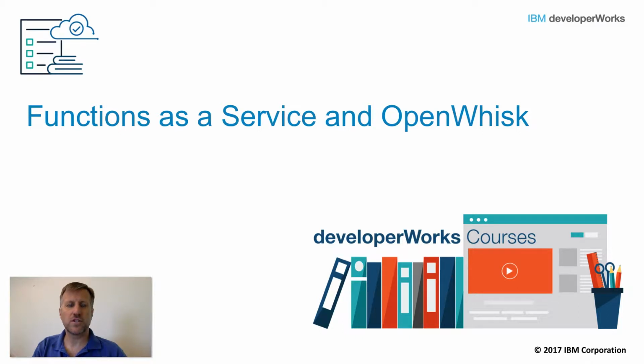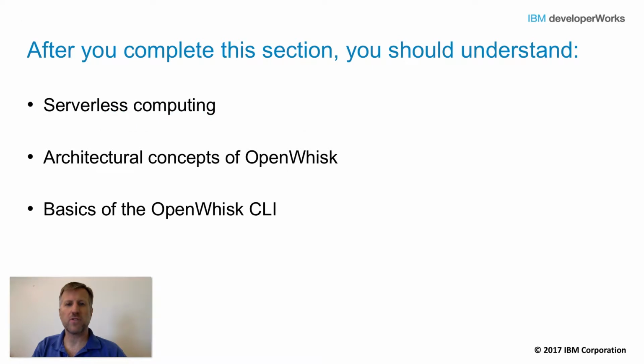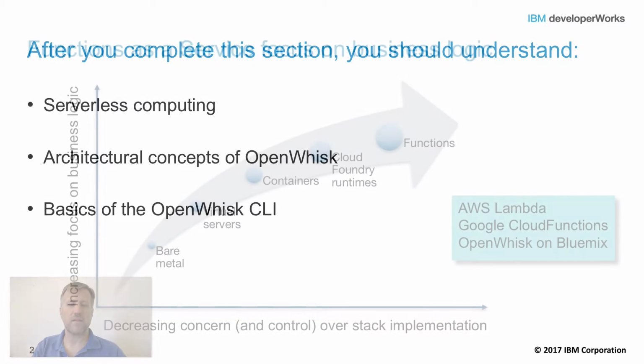Functions as a service and serverless computing are an emerging area of interest and functionality. Apache OpenWhisk is an open-source project to provide an open platform for implementing a distributed event-based programming service. In this module, you will learn about the key attributes and some use cases for serverless computing. We will go over architectural concepts of OpenWhisk, and you'll get to see how to use the OpenWhisk CLI.